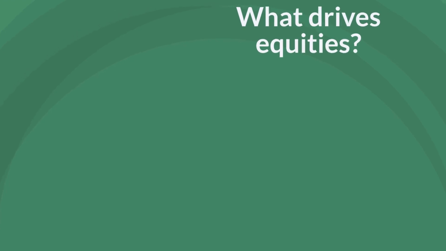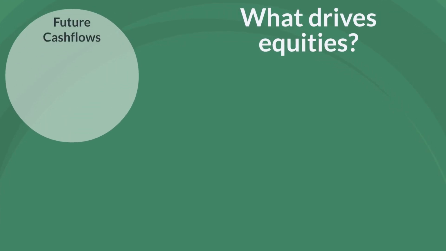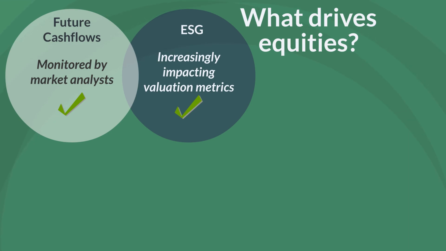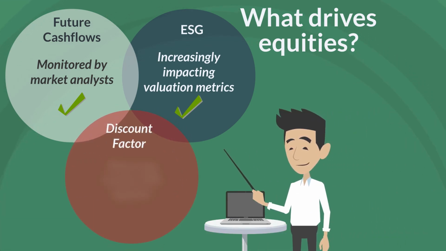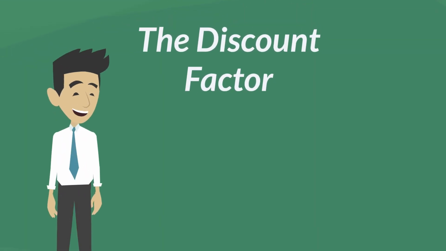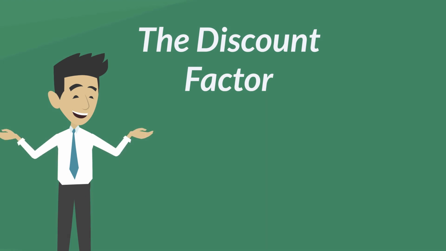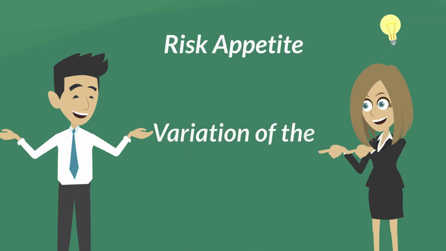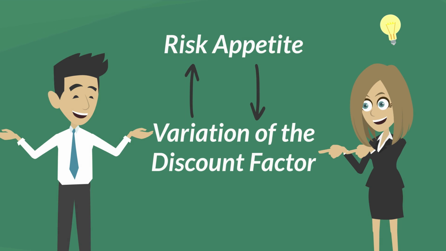What are the drivers of equity performance and risks? Expected future cash flows assessed by experts. The ESG component as a sustainable business is increasingly receiving a better valuation. The discount factor, which is the great unknown. Let us focus on the discount factor. The discount factor reflects the risk appetite in the market towards a geography, a sector, or a single stock. More precisely, the risk appetite measures the variation of the discount factor.